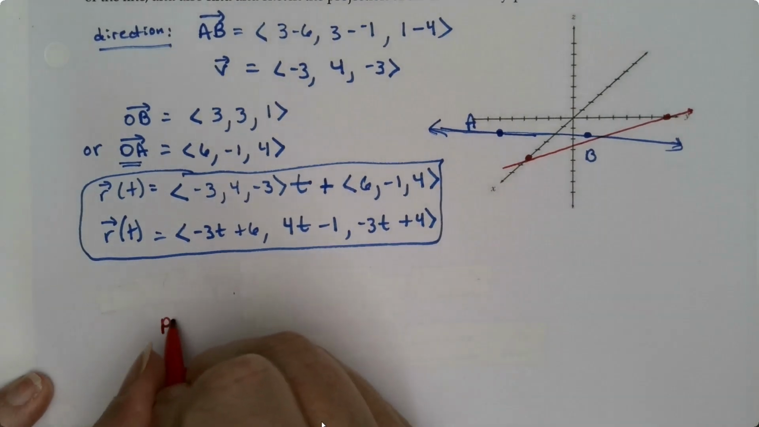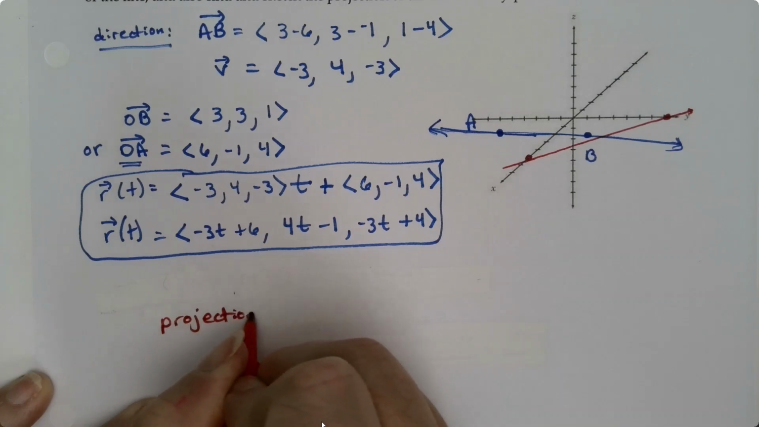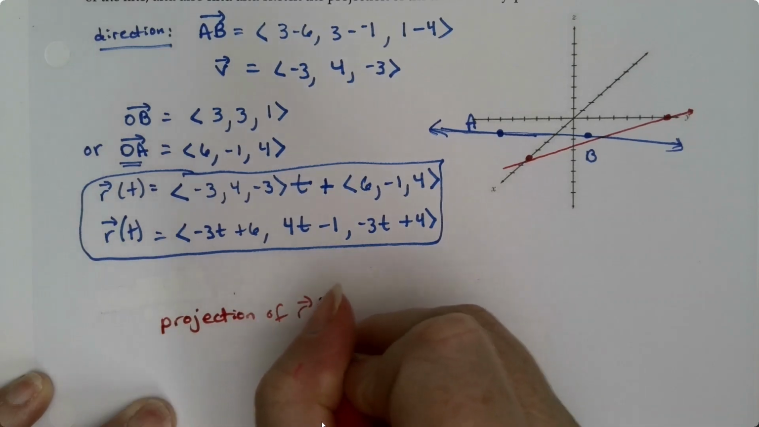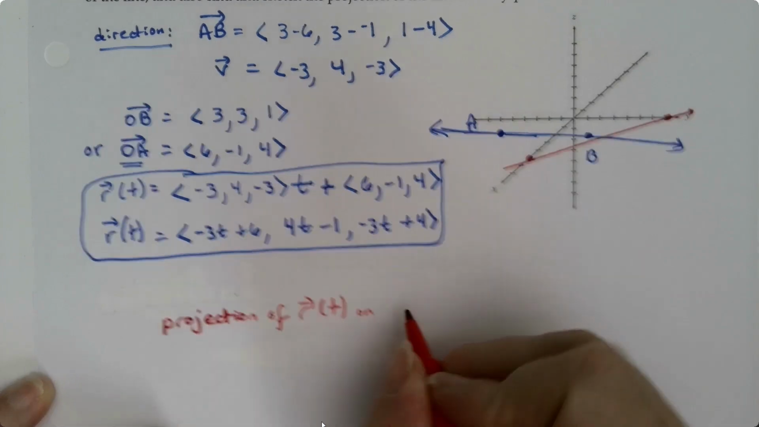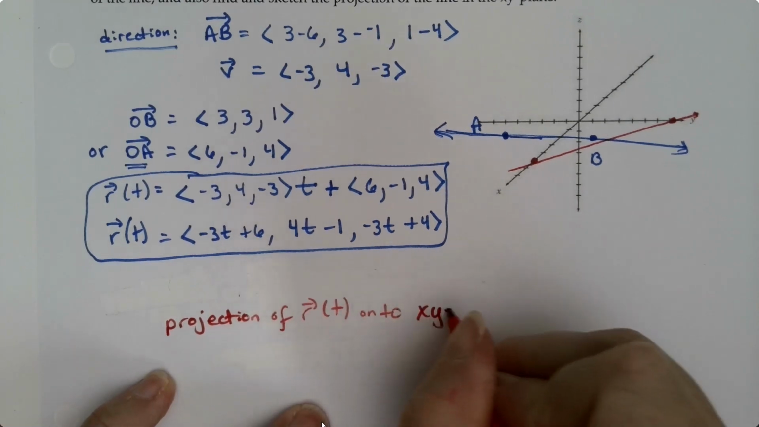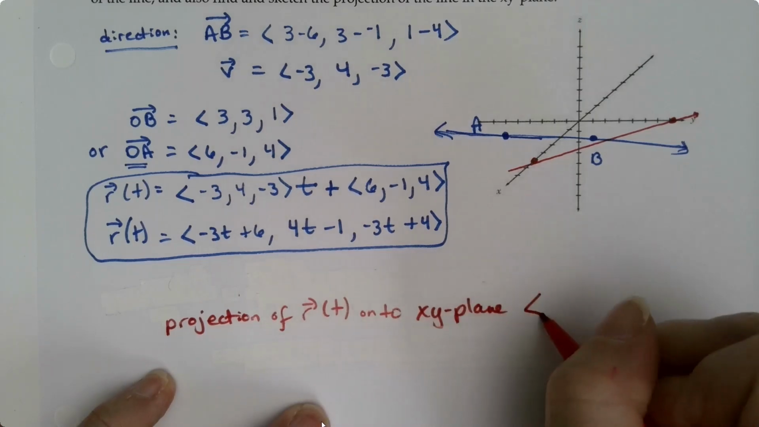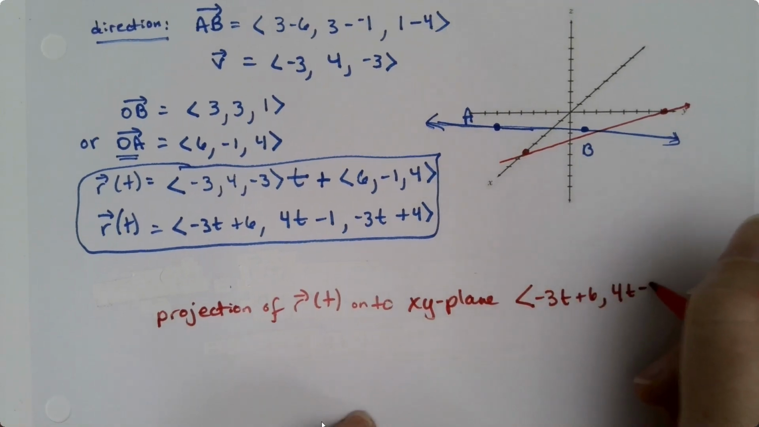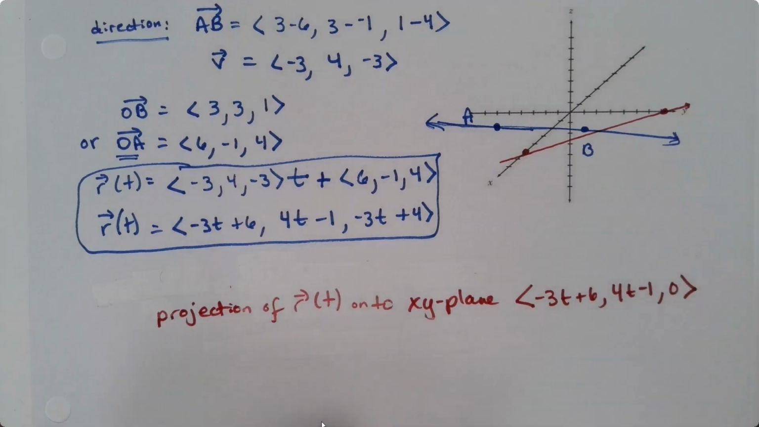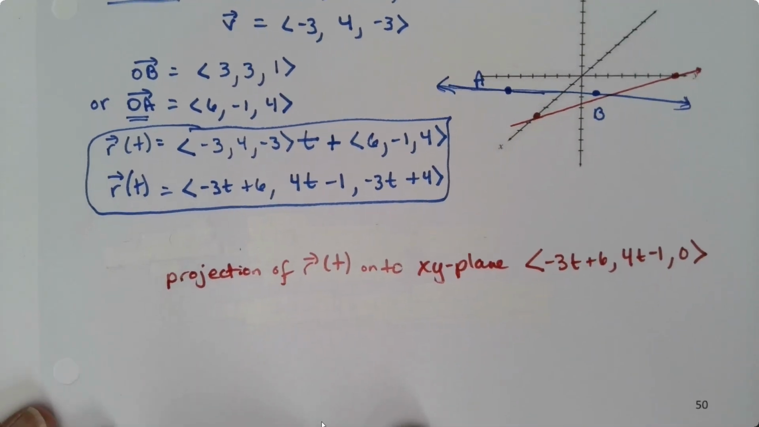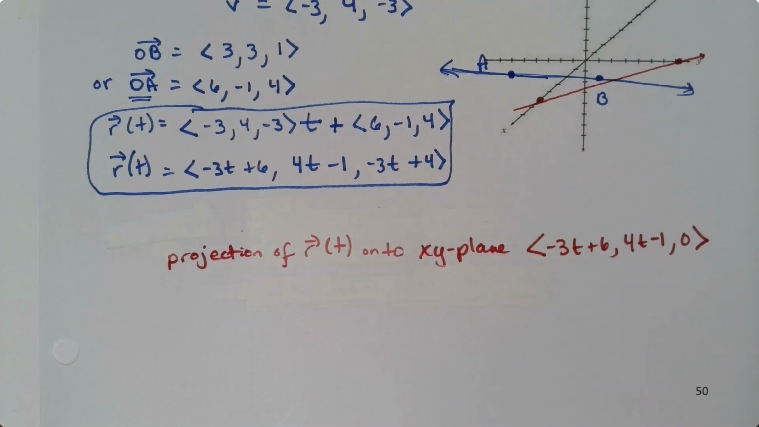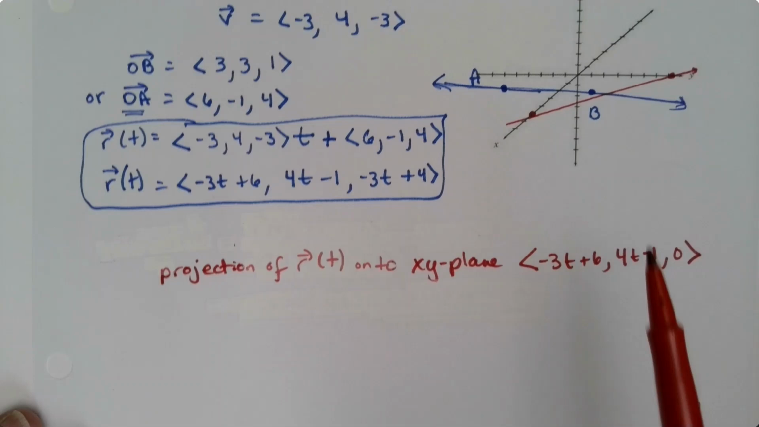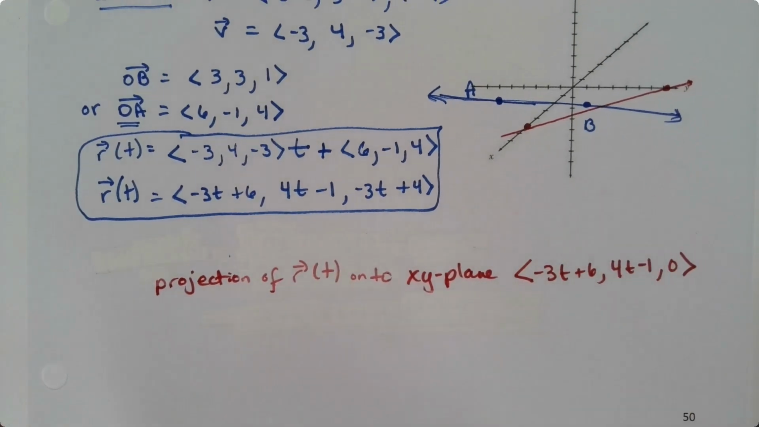So the projection of R of t onto the xy plane would be -3t plus 6, 4t take away 1, 0. And we've learned that we very much want to draw these things in Maple rather than on paper because they're really hard to grasp what you're looking at on paper, whereas you can swing things around in a computer program.